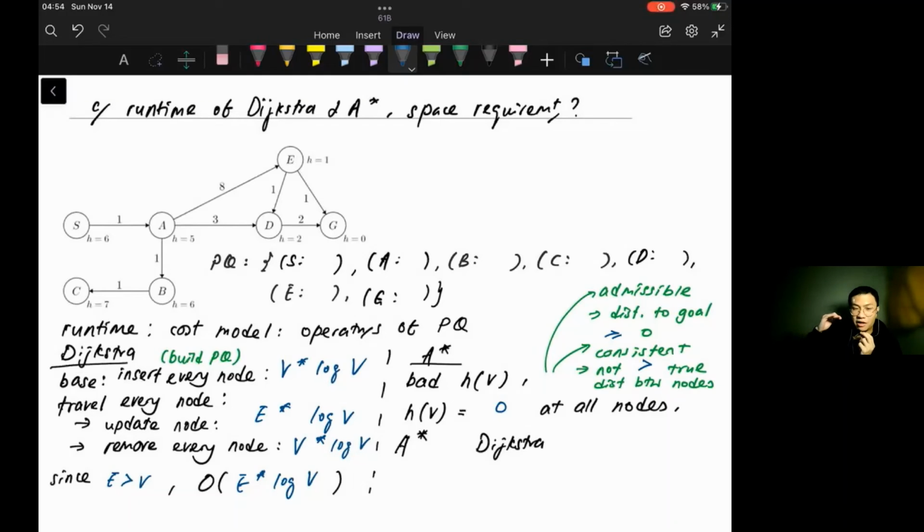Also note that if all of the heuristics are just 0, then A star is just like Dijkstra, right? So the runtime for Dijkstra will be equal to the runtime of A star in the worst case, like A star with that heuristic function that returns 0 at all nodes.